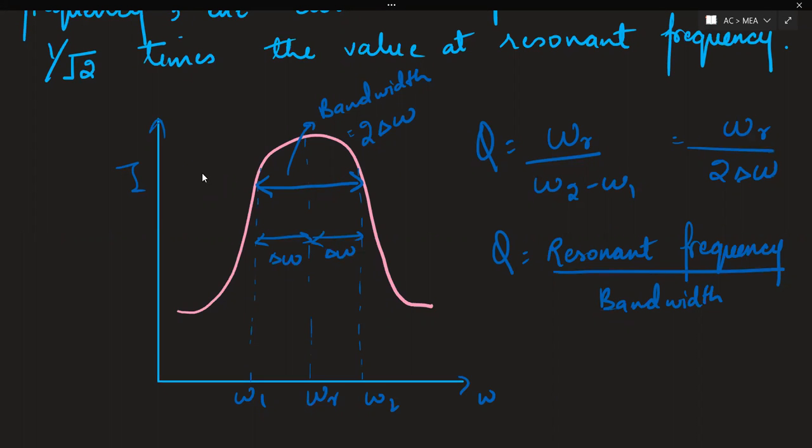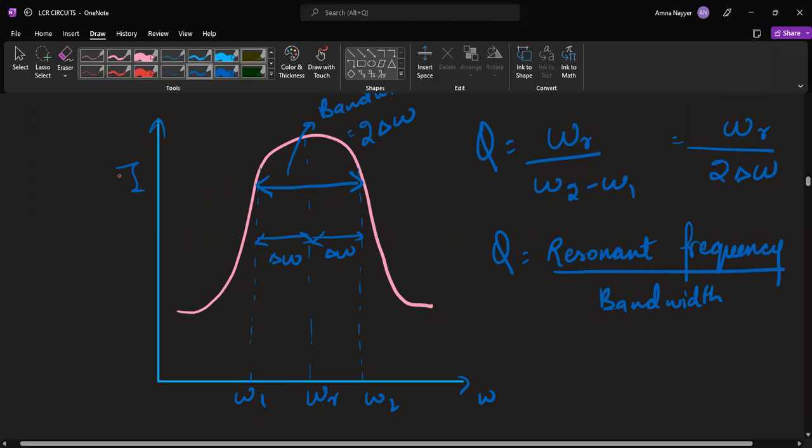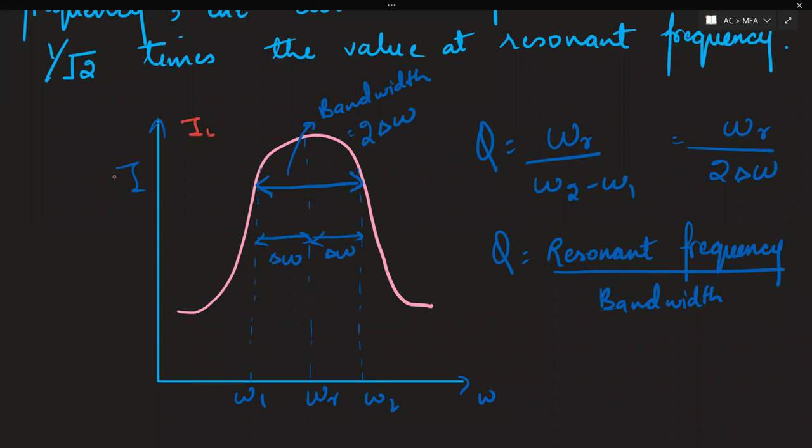And what about the current? There was a change in the current's value as well. At the resonant frequency, at this maximum value, the value of current was I naught equal to E naught divided by R. At a different value, the current will become 1 by root 2 times E naught divided by R. That was written up above.